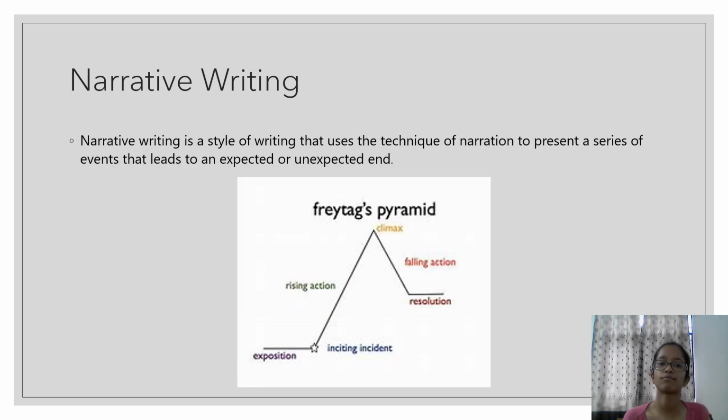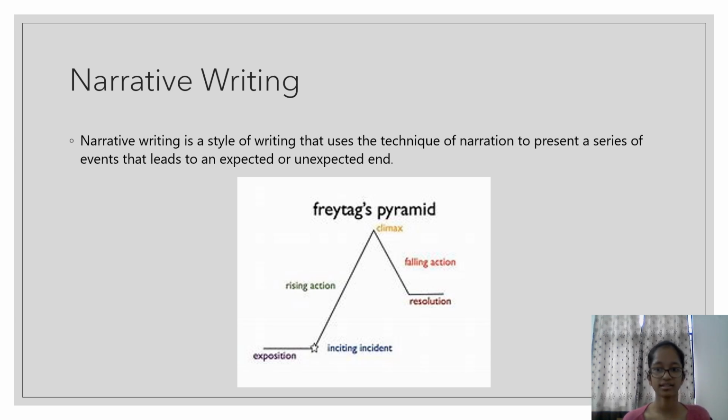So let's first understand what narrative writing even is. Narrative writing is a style of writing that uses the technique of narration to present a series of events that leads to an expected or unexpected end. Over here, you can see the Freytag experiment. First, you start off with the exposition. Exposition is where you give an introduction to the setting and the character.